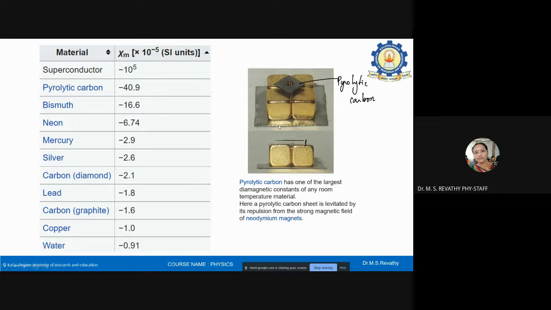So these are the examples and the corresponding susceptibility values of diamagnetic material. Okay, so the lowest one is water, minus 0.91, and the highest is the superconductor, minus 10 power 5. And for the diamond, which is in the middle, it is around minus 2.1. So this alone you can remember.